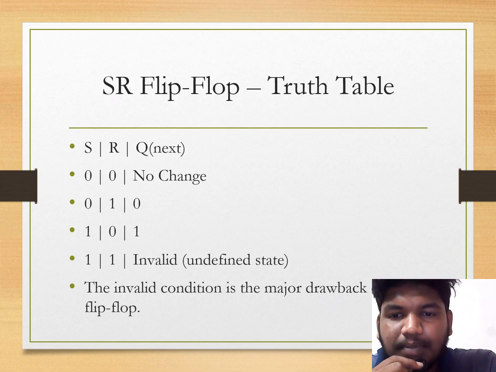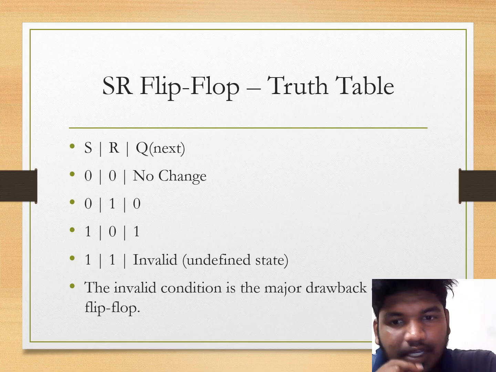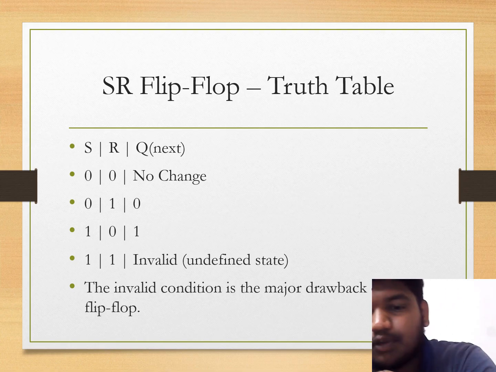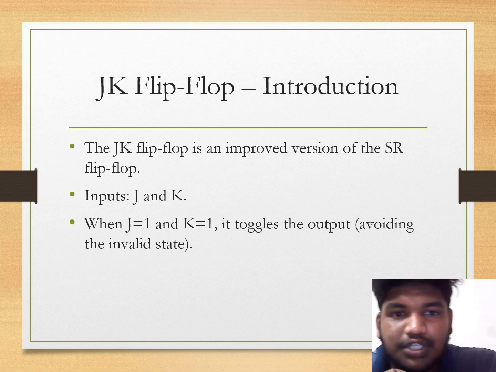The invalid state is the major drawback. When both inputs are 1, the flip-flop is invalid. This is the first drawback of the SR flip-flop. By overcoming this drawback of the SR flip-flop, the JK flip-flop comes. This is about the JK flip-flop.